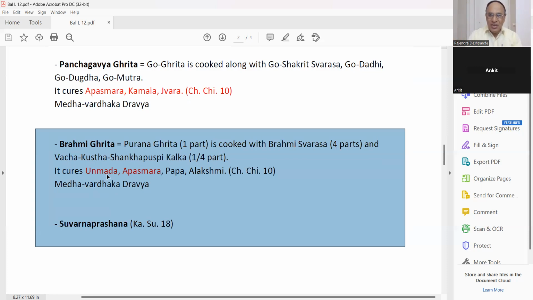Unmada, mental hysteria, fits. Apasmara is at the physical level. Unmada is always psychological level. Psychological mental stress is there, anger is there, jealousy is there, and so many hidden emotions are there. Then papa, unholy things, unrightful things, and alakshmi. That person, when his intellect starts working properly, automatically he will try to behave very nicely. He will try to find a job, either service or business, ethically, and automatically he will acquire the money. So this is the indirect reference.